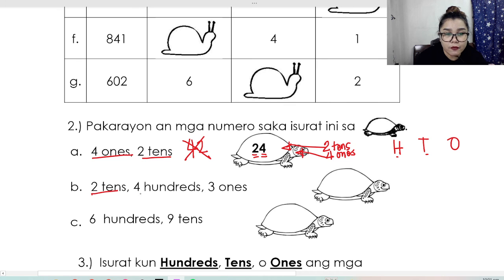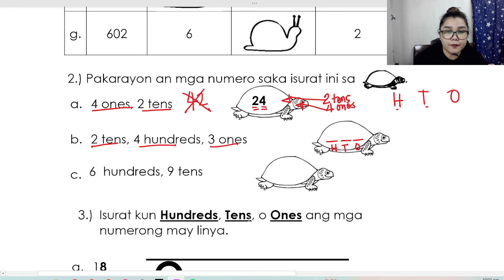Okay, for letter B, may mga tricky items. 2 tens, 4 hundreds, 3 ones. So, ibig sabihin, we have a 3-digit number. I'll give a pattern. HTO. So, alin ba diyan ang ones? Isulat dito. Alin ang tens? Alin ang hundreds? Also, for letter C, 6 hundreds, 9 tens. Like what I mentioned, kapag may hundreds na, still you need to give a 3-digit number. Kapag hindi nabanggit sa ones, tens, hundreds, ibig sabihin that will be 0.